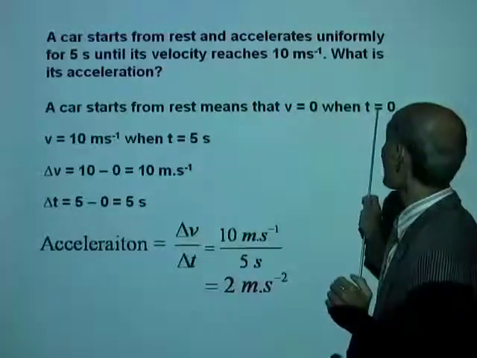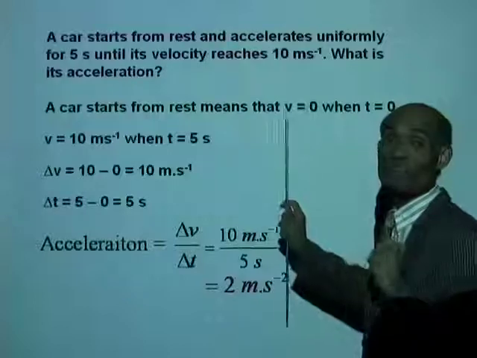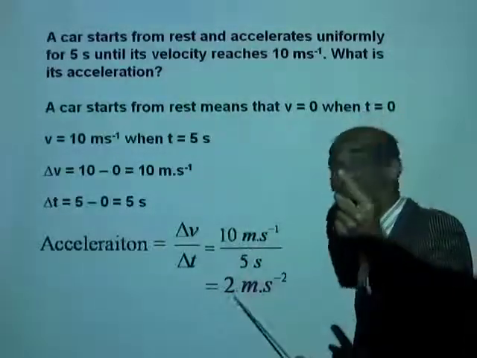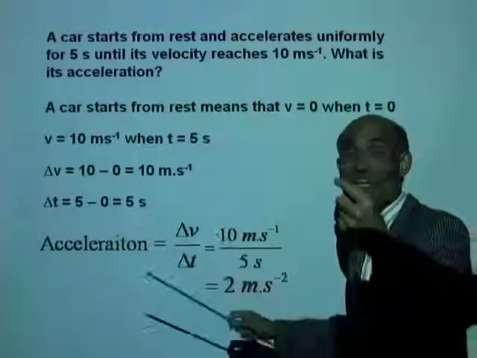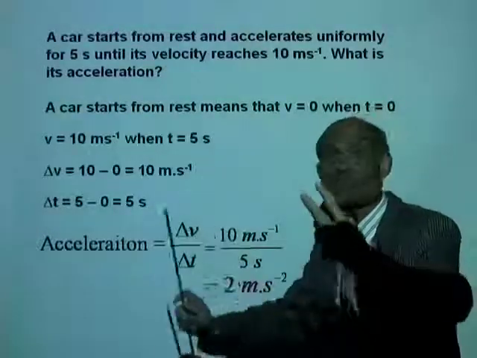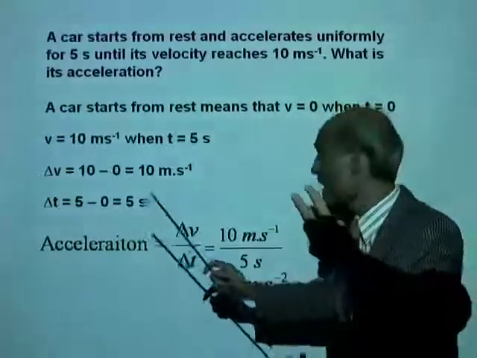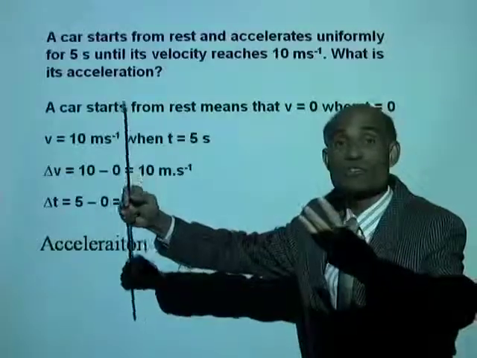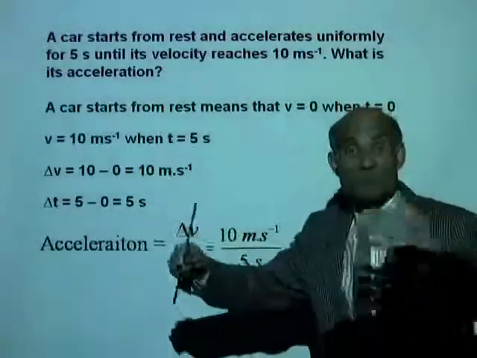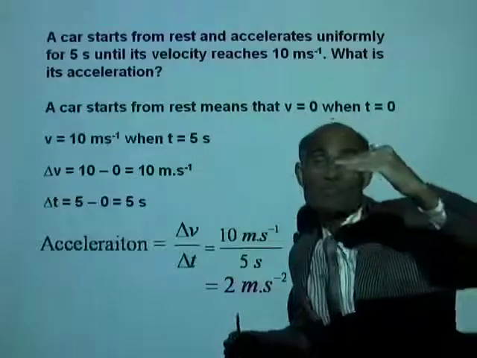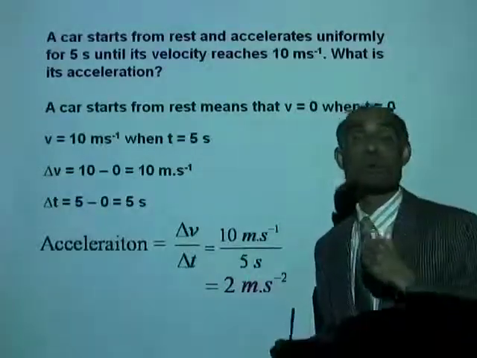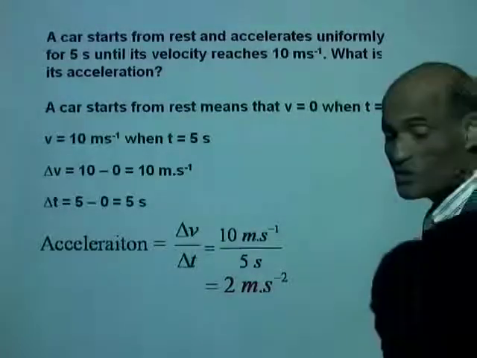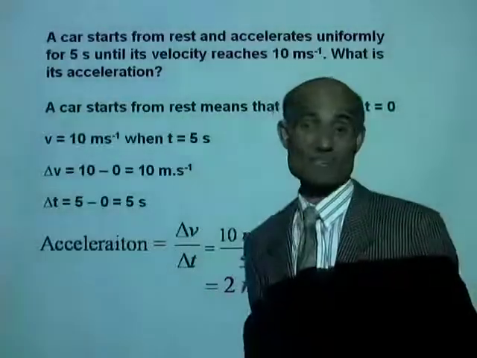That means when time t equal to 0, the velocity is 0. When t equal to 1 second, the velocity is 2 meters per second. When t equal to 2 seconds, the velocity is 4 meters per second. At the end of 3 seconds, the velocity is 6 meters per second. Every second, the velocity increases by 2 meters per second. That is the meaning that the acceleration is 2 meters per second squared.